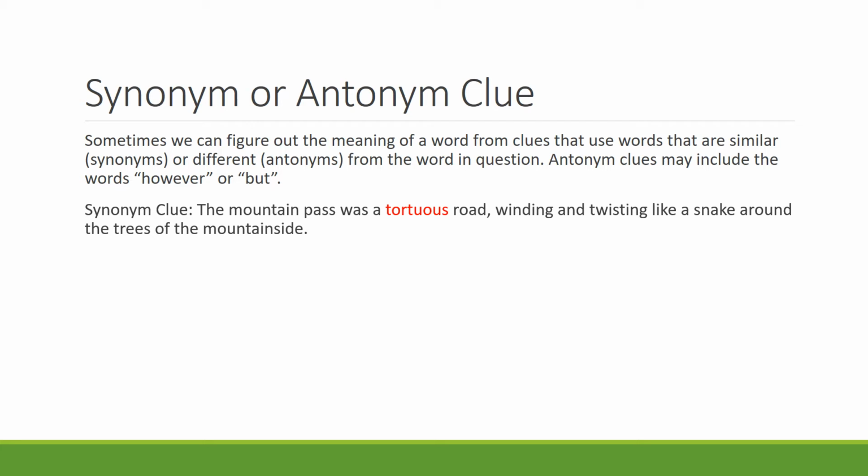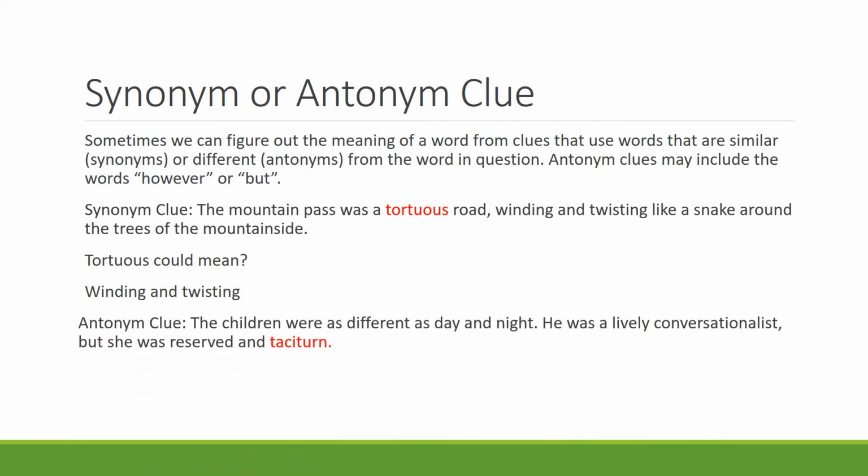This sentence says, the mountain pass was a tortuous road, winding and twisting like a snake around the trees of the mountain side. What could tortuous mean? Our synonym clues here are winding and twisting. We also have a simile here that the road was winding and twisting like a snake. This is another synonym clue that helps us understand what the word tortuous means.